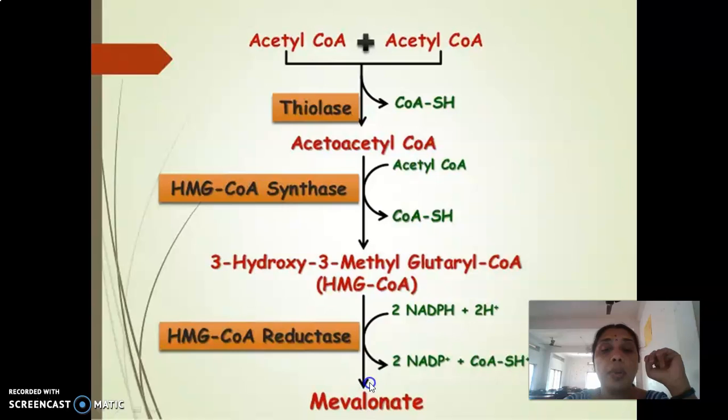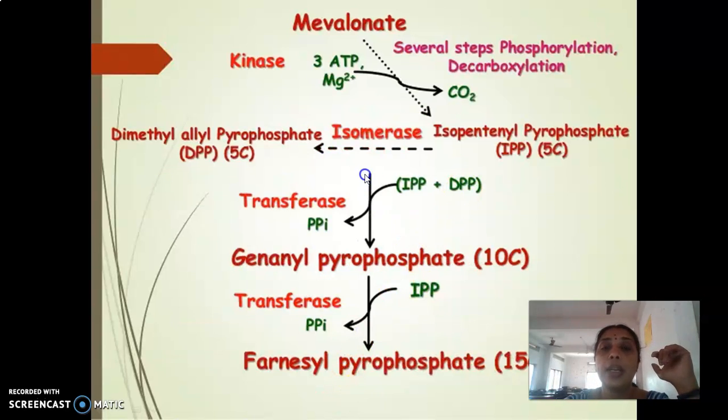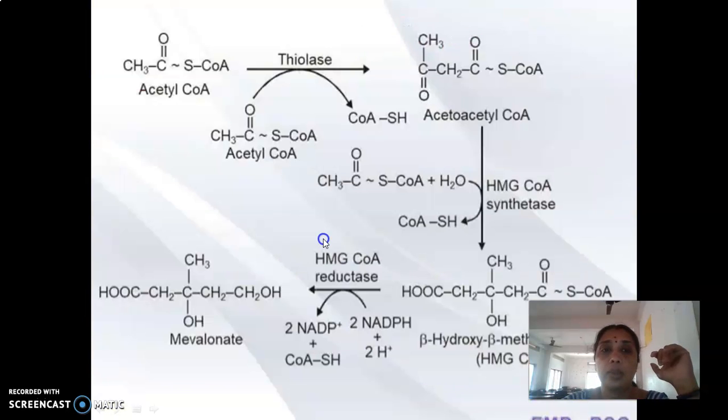CoASH is also removed because now we have mevalonic acid. Cholesterol is not a CoA, it is simply cholesterol. So with the conversion of HMG-CoA to mevalonate, all the CoASH molecules are removed. Now mevalonic acid or mevalonate, which is a 6-carbon compound, is formed, and this is a rate limiting step. This is a rate limiting enzyme. This enzyme decides whether the HMG-CoA has to be synthesized or has to be converted into mevalonate. Right. So I'll show you the reactions.